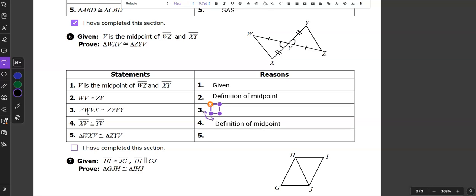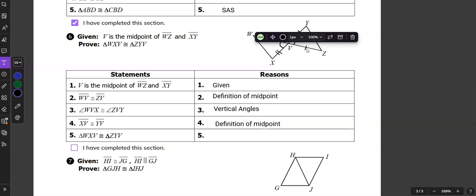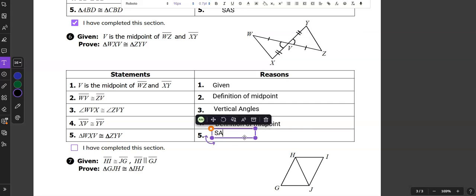Now, the fact that these two angles, WVX and ZVY, are congruent is because vertical angles are congruent. And all you have to do is put vertical angles. And then again, we have side, angle, side, and we just put SAS. Click, I have completed this section, and move right along.